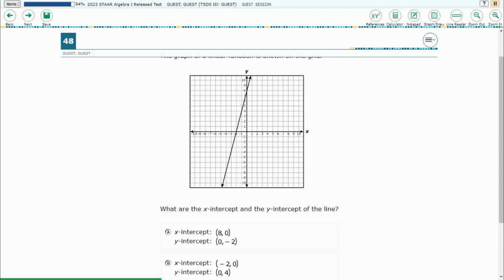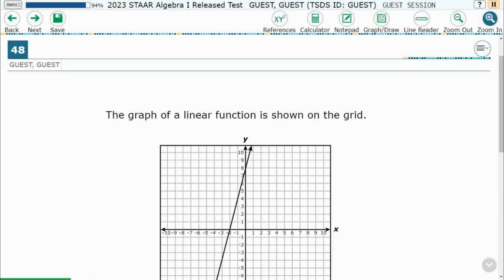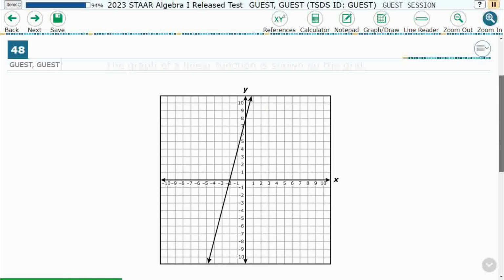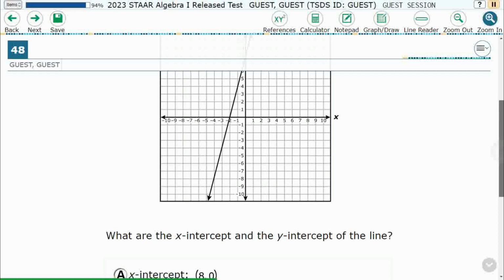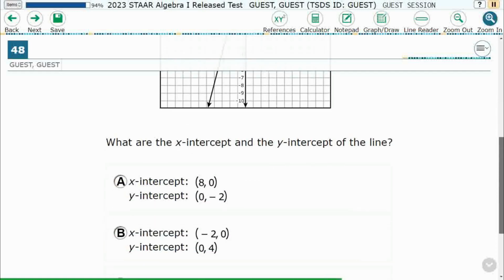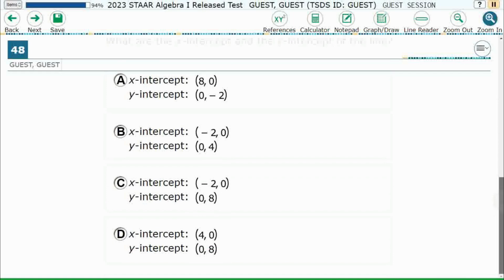So we've got this graph here of this linear function. Let's see if I can zoom in just a little bit to make this graph a little bit bigger. There we go. So we are looking for the x-intercept and the y-intercept. And if you take a look at our answer selections, all we have are just a bunch of coordinate pairs.